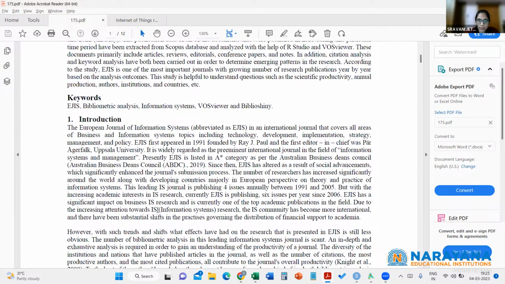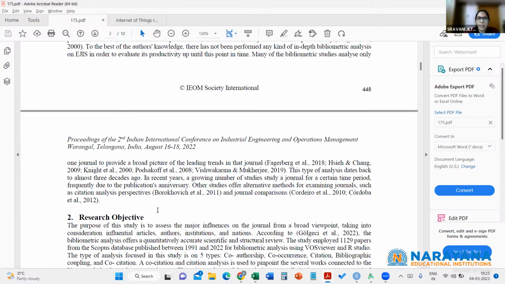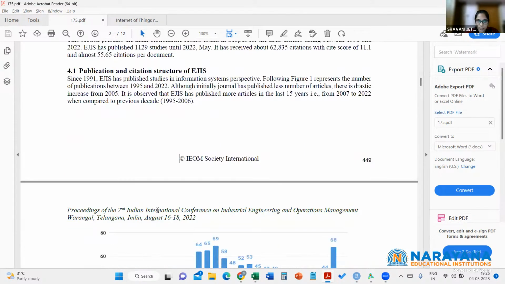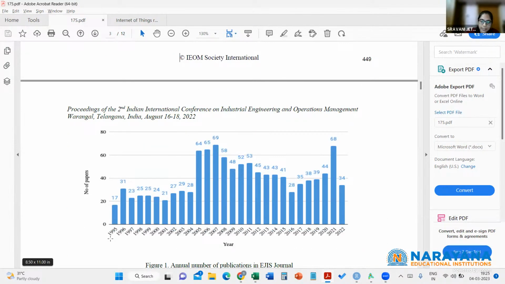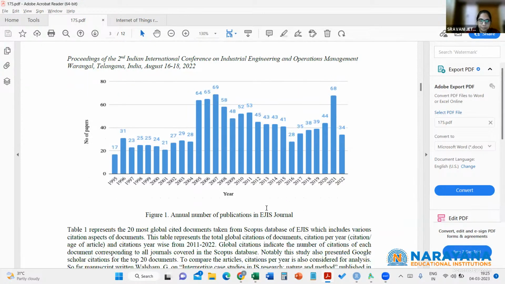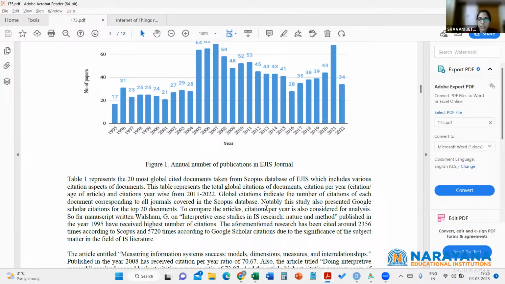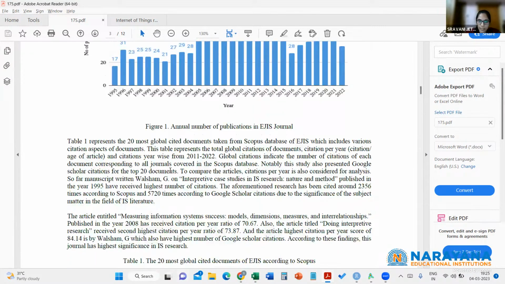First, we introduce the paper objective, and then we mention the results. Here, the results we have analyzed are the growth of the articles from 1995 to 2022. There are 17 articles produced in 1995. The maximum number of articles is 69 in 2007. And in 2022, there are 34 articles. There is a constant increase and decrease in the number of publications in the journal per year. So this is one of the results that you can publish using bibliometric analysis.